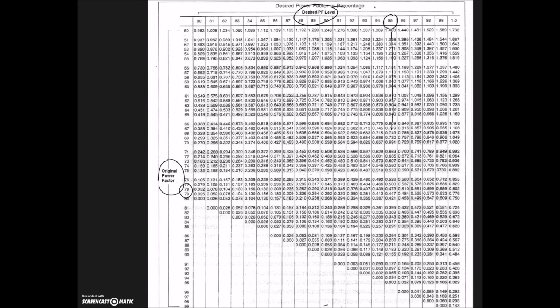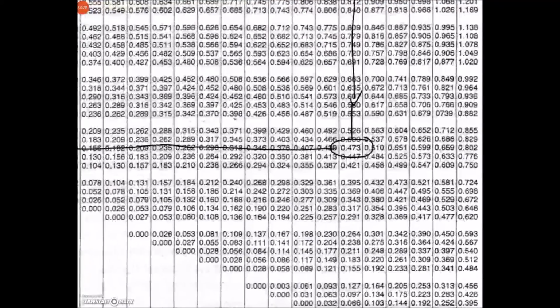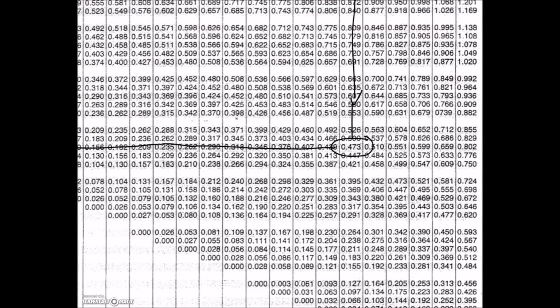All we have to do is just follow this down and follow this column right here, or this row, I guess, right across until the two meet. And it looks like our multiplier here is going to be 0.473.